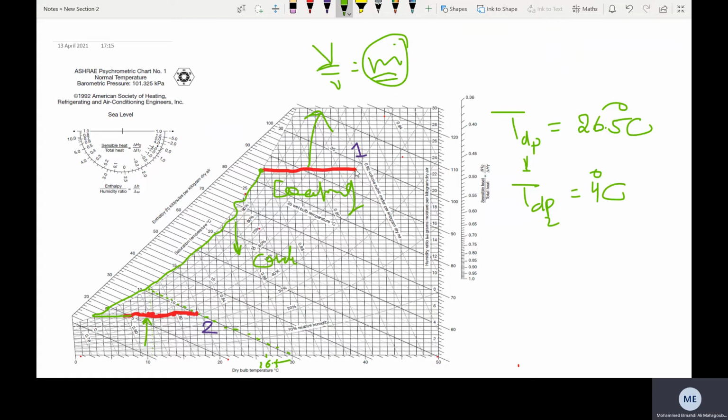But I don't have the volume flow rate here, sorry, the volume flow rate, capital V dot. So I have to get the specific heats. And how to get the specific heats? Well, it's easy. H minus H, H minus H. That's all you need to know.